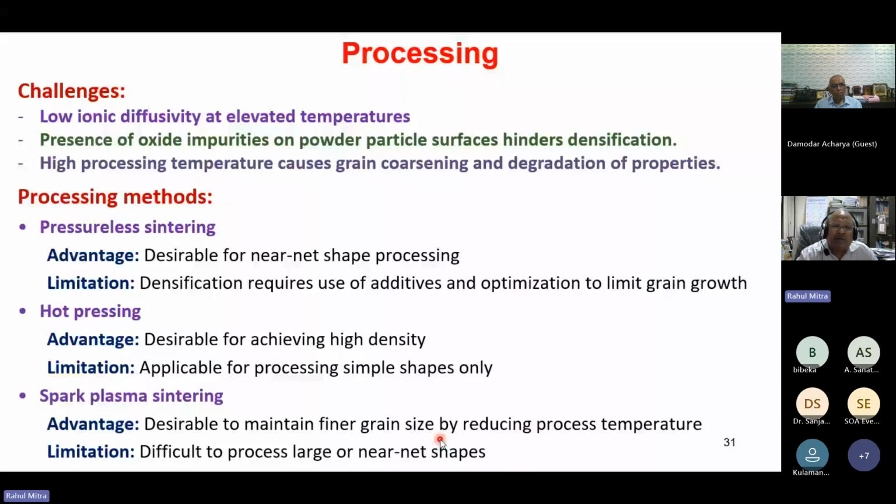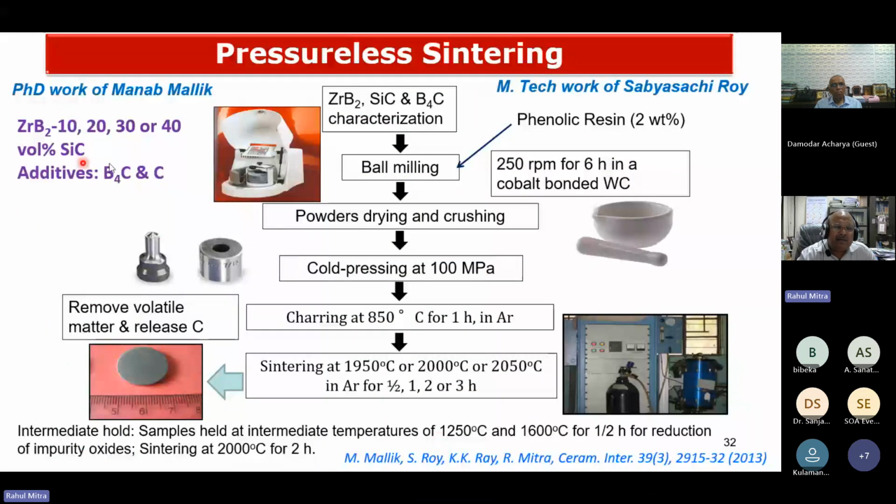So we developed a pressureless sintering process in our lab. The work was done by one student, Manav Mandi, and he worked with ZrB2 with 10, 20, 30 and 40 volume percent silicon carbide. The powders were mixed by ball milling, and we added phenolic resin as a source of carbon, and boron carbide was taken as an additive. And initially, after mixing the powders, these were cold pressed at 100 MPa.